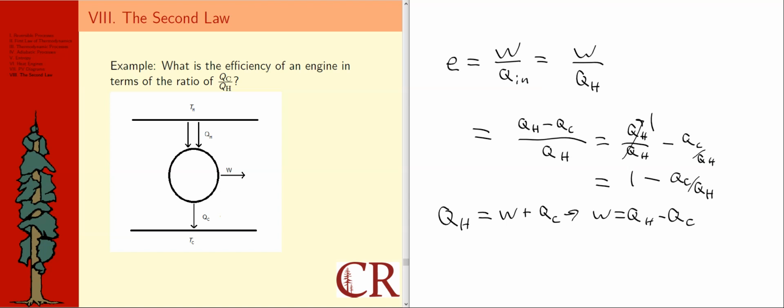And I think at that point I've achieved what the example is asking me to do, because it wants an expression for the efficiency in terms of this ratio of QC to QH, and that's satisfied by the expression I have arrived at. So let's go ahead and check the answer, and it looks like that is indeed the correct answer.